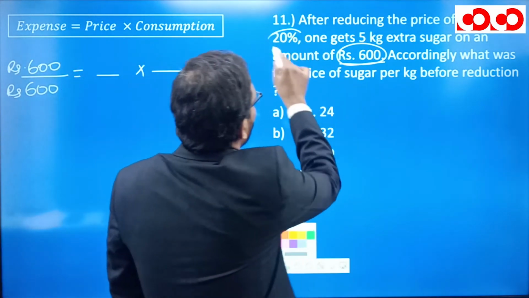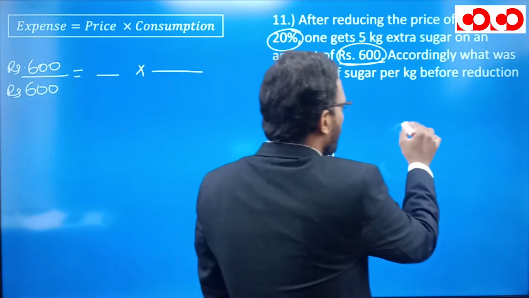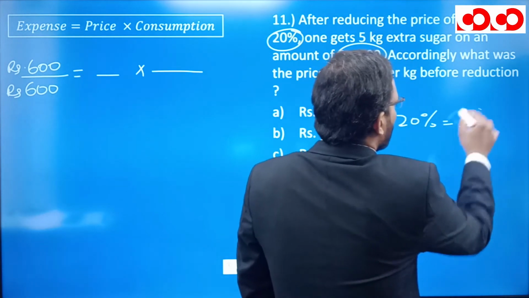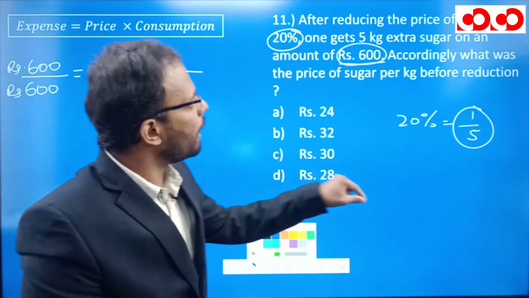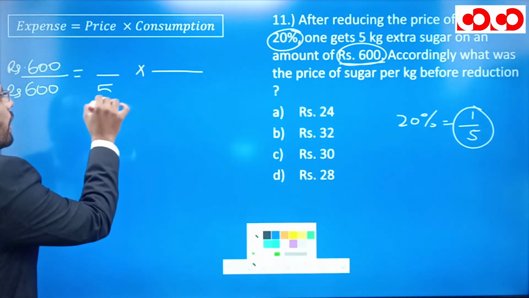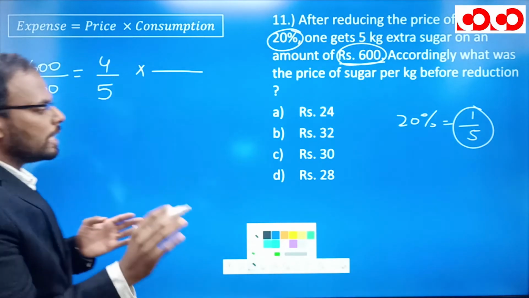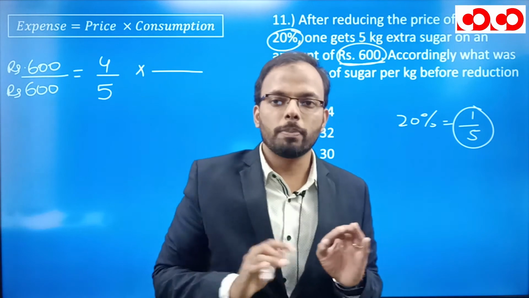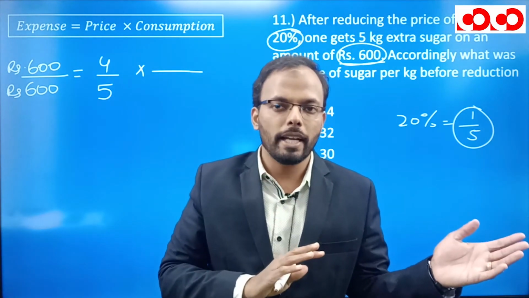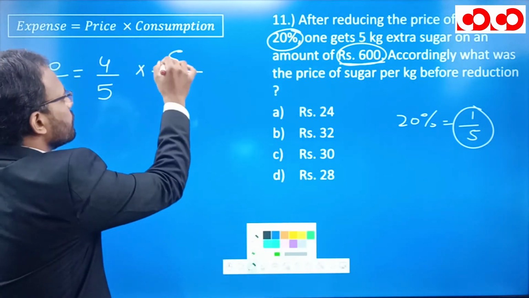Initially it was whatever it was, it got reduced by 20%, and we know that 20% is nothing but 1 by 5. So if you are reducing something by 1 by 5, 20%, it means initially you were spending 5 rupees. Now you have spent 1 rupee less, that is 4. This is just a ratio. It means if initially you were spending 5, now it reduced by 1 by 5, means now you are spending 4. So what will be the consumption?